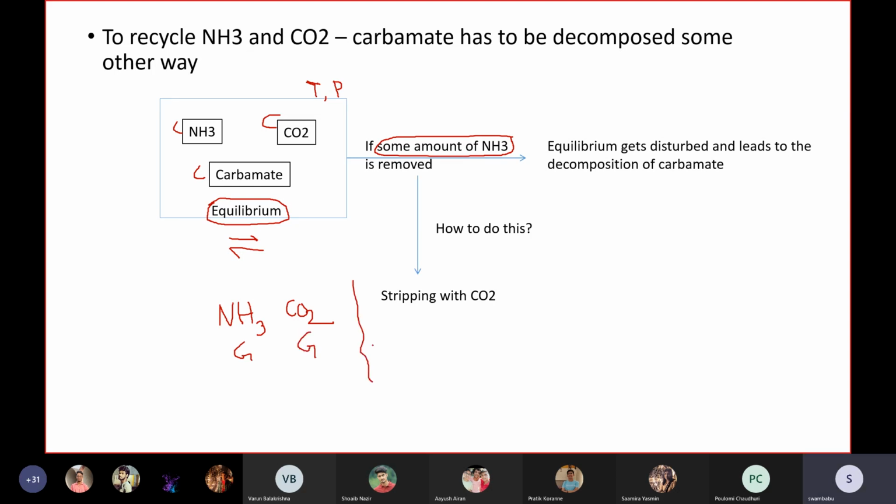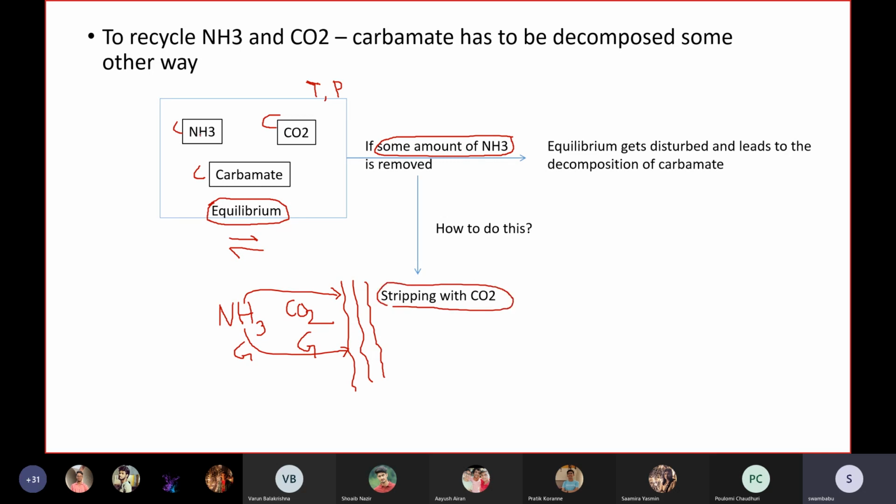And if I pass liquid CO2 through this, ammonia will tend to react. Since ammonia reacts with CO2 very fast, it will tend to absorb into this system much faster. That way, with the help of CO2, we can do this stripping.